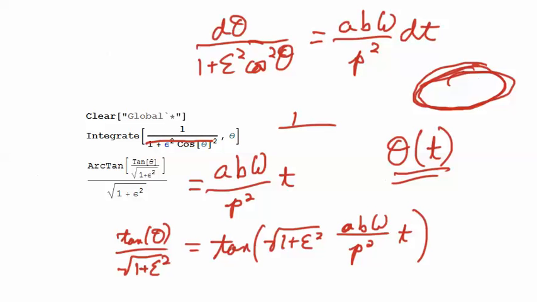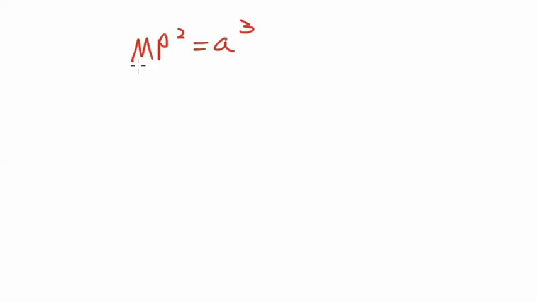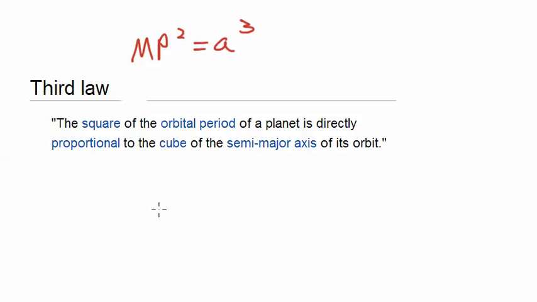Kepler's third law is an equation that is fairly simple to use, and basically looks like this: m p squared equals a cubed. Here's the expression of the third law as given in Wikipedia. The square of the orbital period, that's this p squared, is directly proportional to the cube of the semi-major axis of its orbit. That's the cube of the semi-major axis.